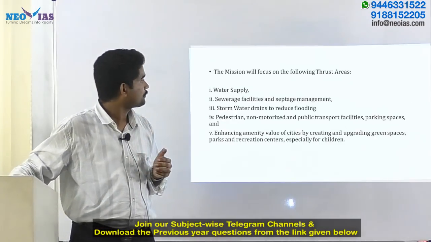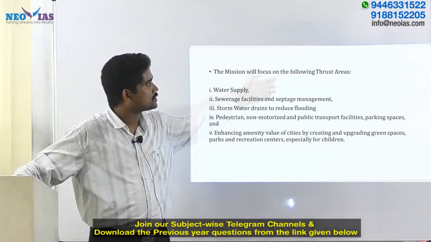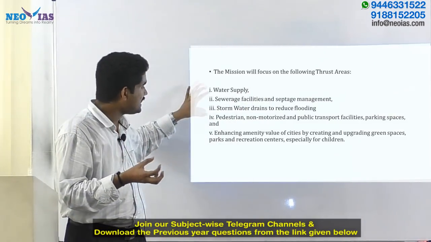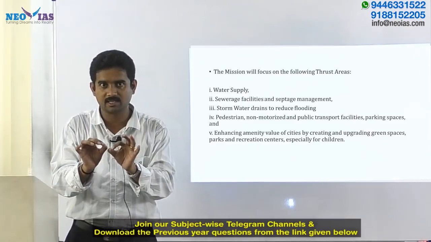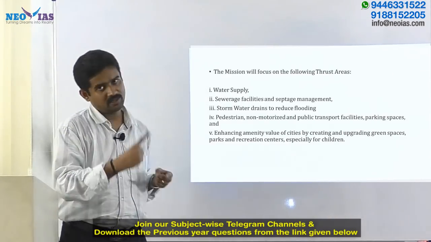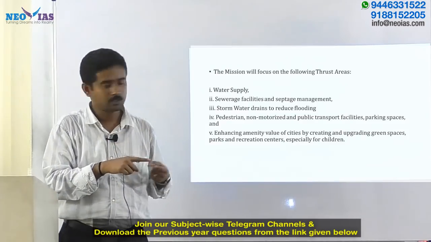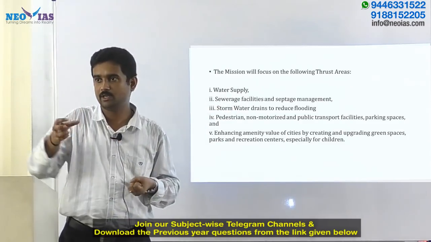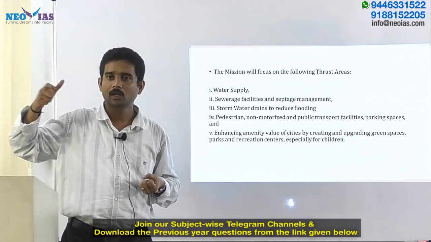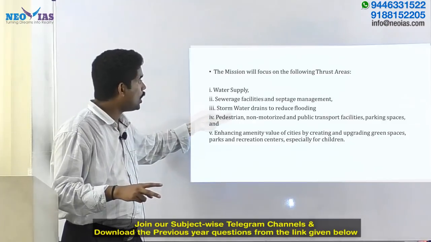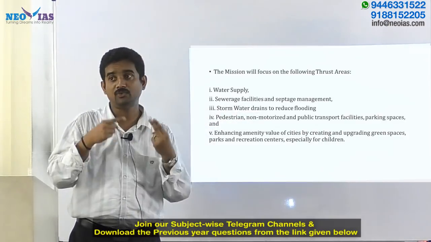Then the mission will focus on the following thrust areas. The key thrust areas under the Amrut scheme are: 1. Water supply, which we have already discussed. 2. Sewage facilities and septage management, that is the septic tank part management. 3. Stormwater drains to reduce flooding.